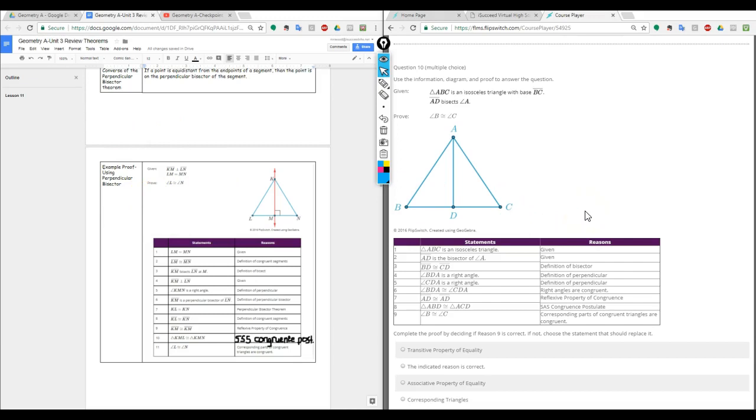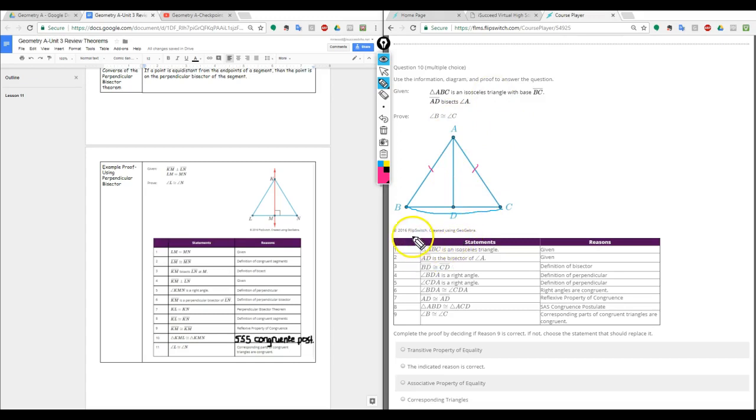So let's just read through and see what we can decide. So triangle ABC is an isosceles triangle. Okay, given. What does that mean? That means, since the base is BC, the sides that are going to be the same are AB and AC. So these two side lengths are the same. That's what an isosceles triangle means.